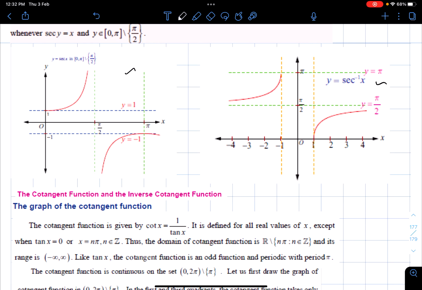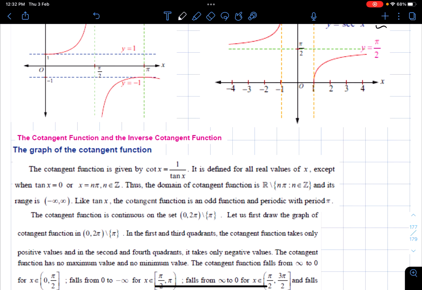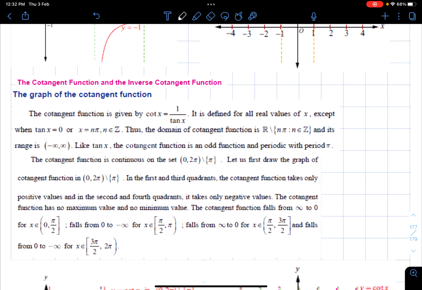Cotangent function and the inverse cotangent function. Cot is nothing but 1 by tan. The domain is R other than n pi, where n belongs to Z, and the range is minus infinity to infinity. The cotangent function is an odd function with a period of pi. The cotangent function is continuous on the set 0 to 2 pi other than pi.